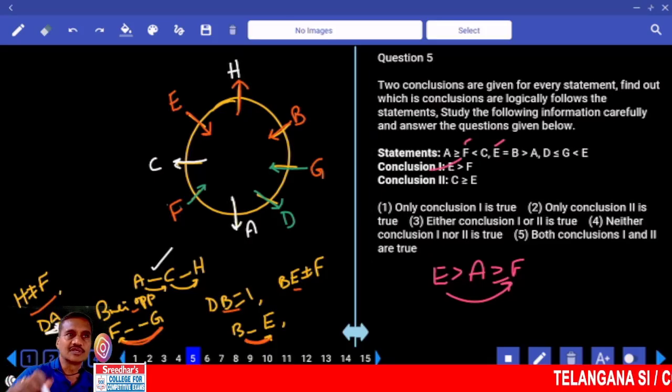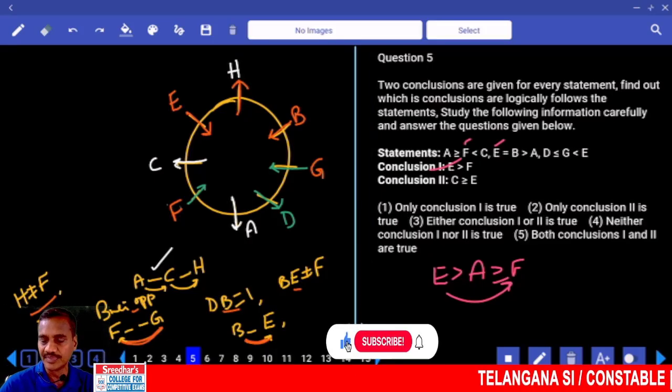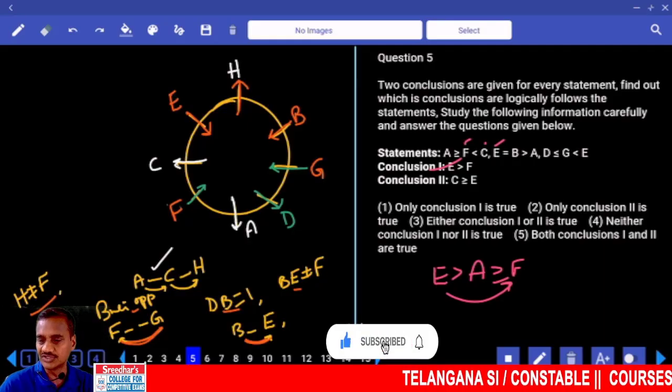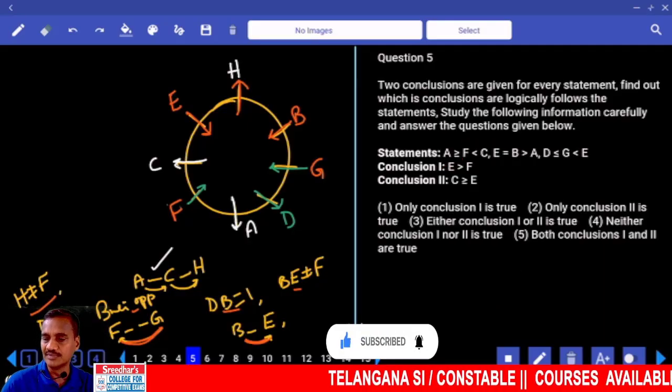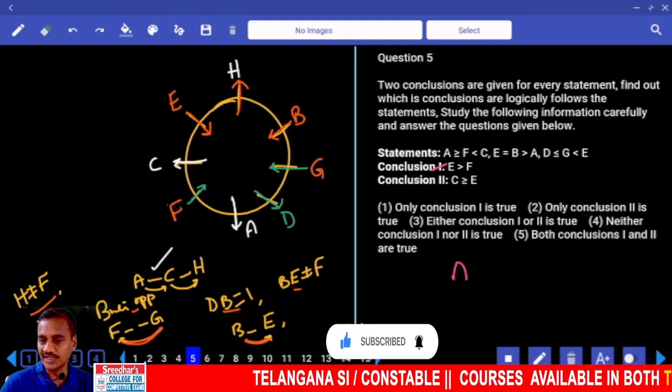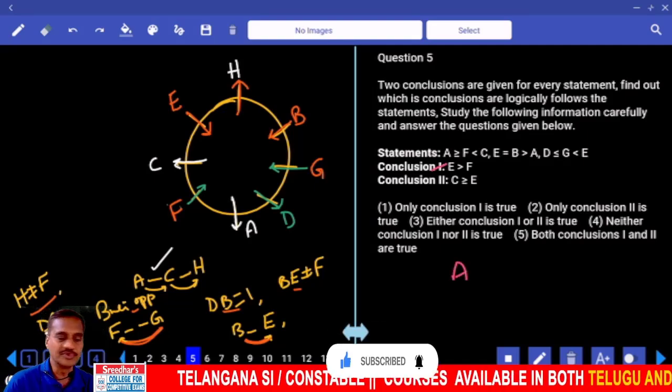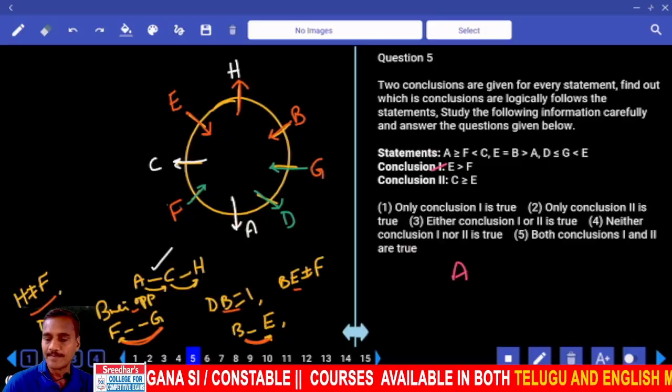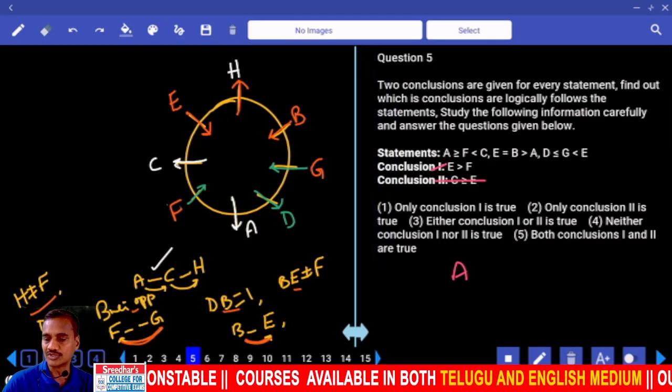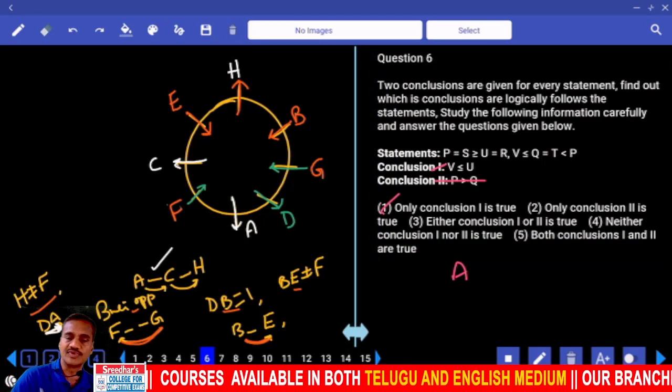Then coming to the second conclusion, the relation between C and E. Now C is here and E is here. Which element is common? A is common. Now A to C has the opposite symbol. Then what is your answer? There is no relation. Hence only one conclusion follows, for question number 5.